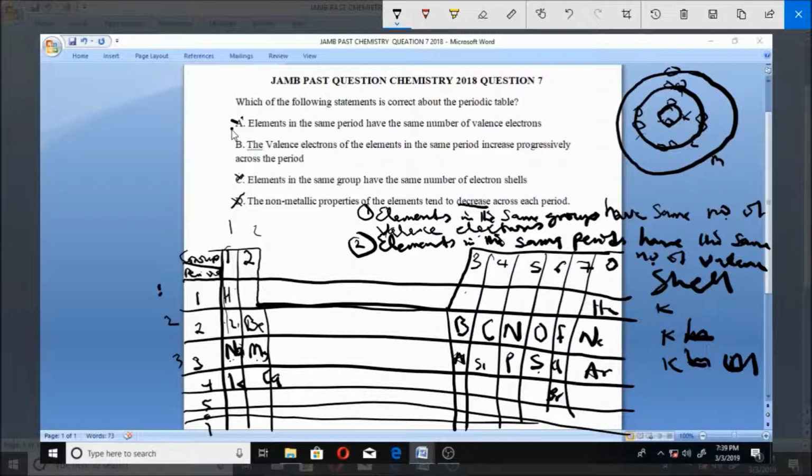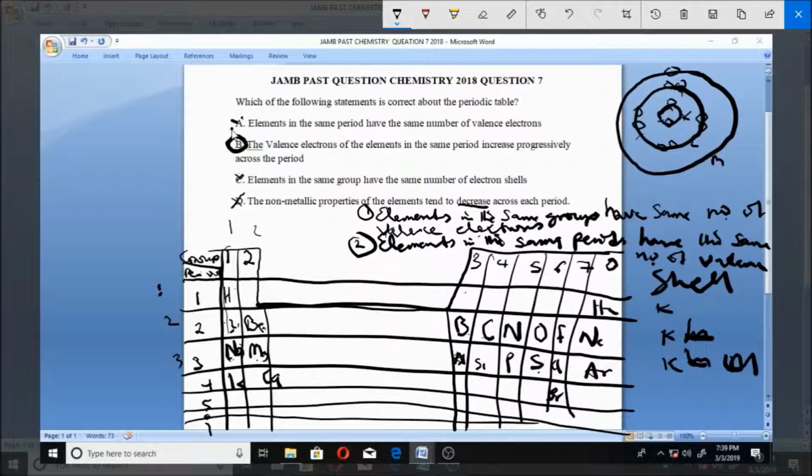But you see this B, the valence electrons of the elements in the same period increase progressively. That is true. The valence electron for sodium is 1, magnesium is 2. So as it is going here, it is increasing. Aluminium is 3. The same thing here. Lithium, the valence electron is 1. That of beryllium is 2. Boron is 3. Carbon is 4. So the valence electron is actually increasing progressively across the period. That makes option B the right option.